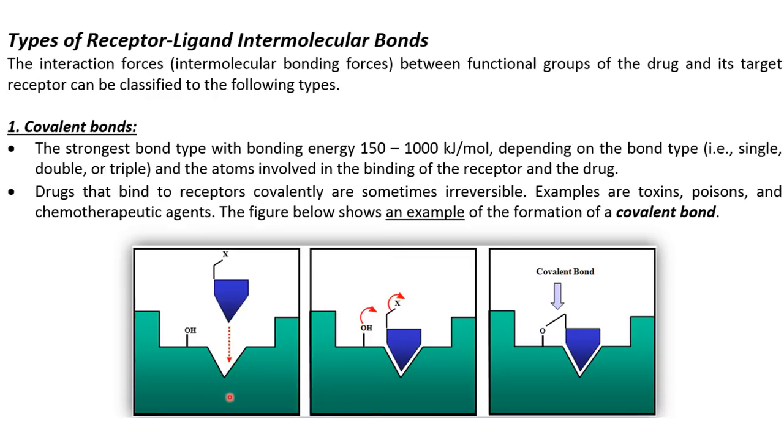In this figure here, we have an example of how a covalent bond is formed. Just for example, if we have an OH group here in the binding site and we have a leaving group here on the messenger, the binding occurs and the covalent bond here is formed. Again, this is not a commonly used bond unless you intend to have the messenger permanently bind to the receptor.